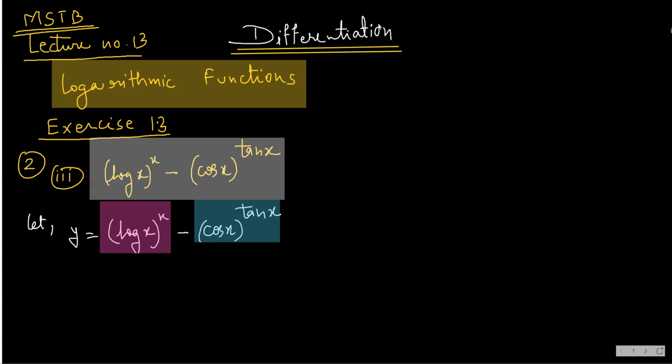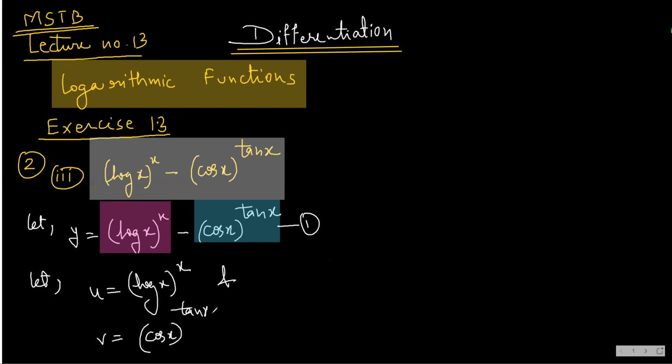So what do we do? See, I tell you what you do. I write here, this is equation number 1. Now I take this as u and this as v. I write let u equal to log x raised to x and v equal to cos x raised to tan x. This is what I do. So what is the advantage of doing it this way?